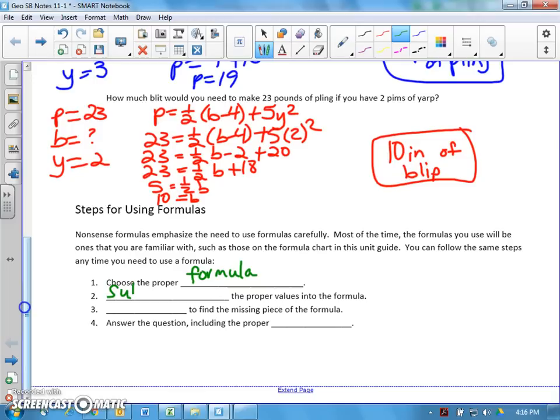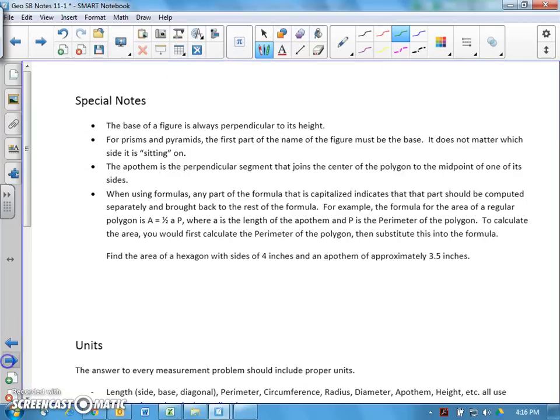Once you've done that, you're going to substitute in your values into your formula and solve what you have to find whatever piece is missing. Always do step 4, which is to answer that question using the proper units. All right, so let's go through a couple special notes. These are things that you need to be aware of every time you're doing formulas.